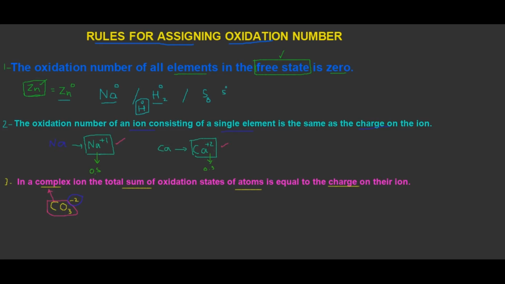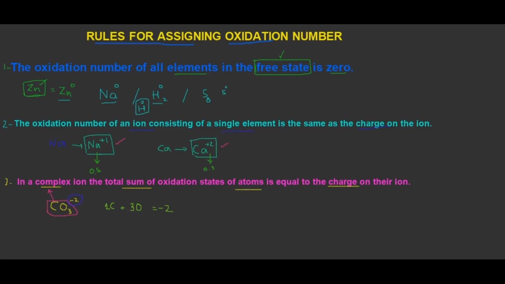The sum of the oxidation states of carbon and 3 oxygen atoms, as you can see, in the carbonate ion you have 1 carbon atom and 3 oxygen atoms. So the sum of the oxidation states of carbon and 3 oxygen atoms is equal to -2. So the sum of the oxidation states of 1 carbon atom and 3 oxygen atoms is equal to -2.